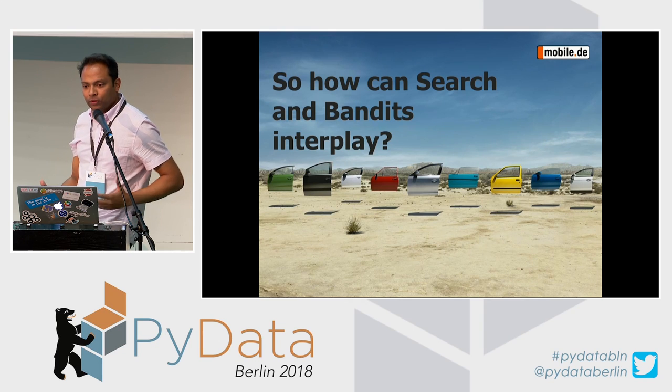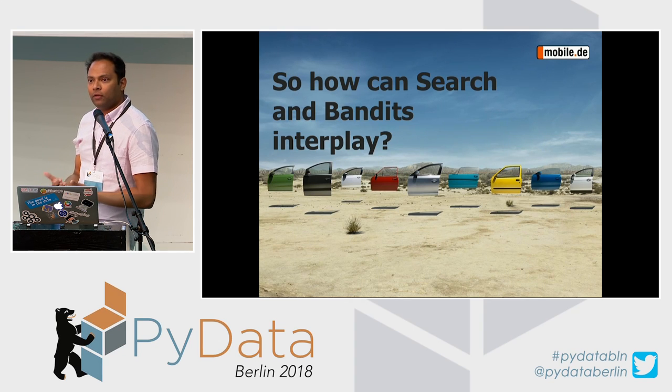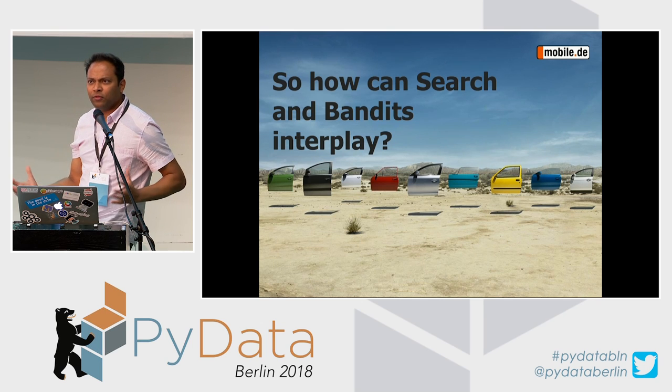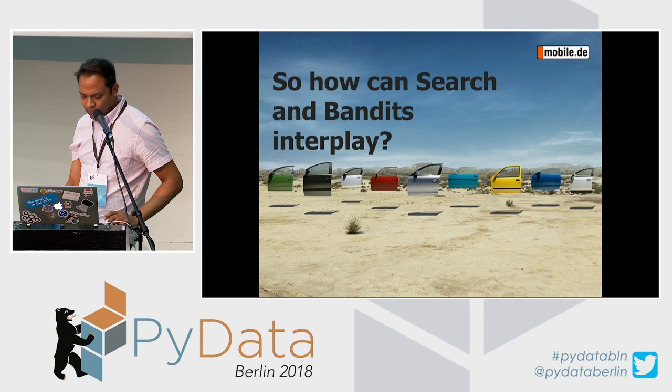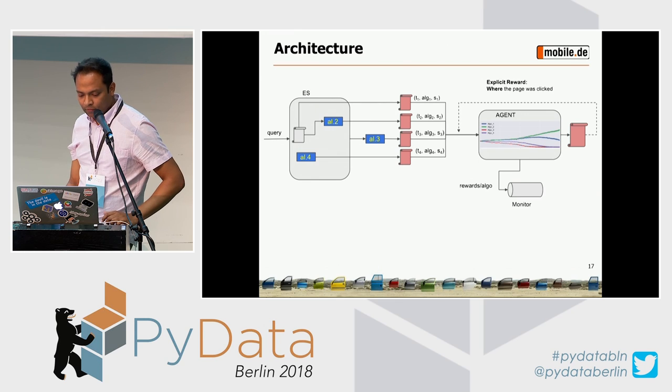So far so good. So you saw a bit of IR. You saw different ways of having a relevance. You also had a bit of intro into the epsilon greedy algorithm. So how can this come together in the context of search? This is a proposed architecture, let's say.